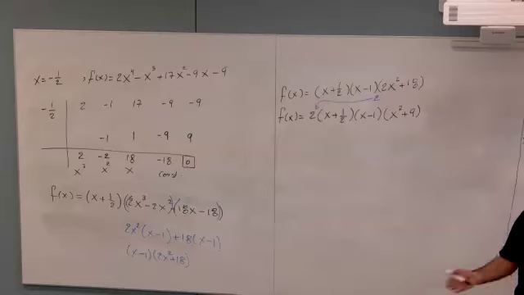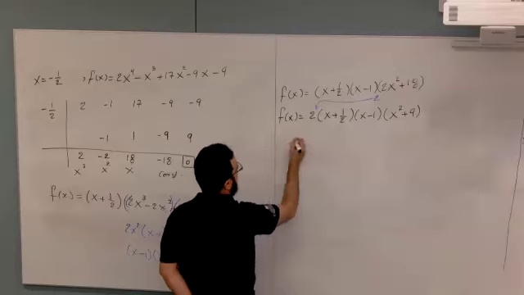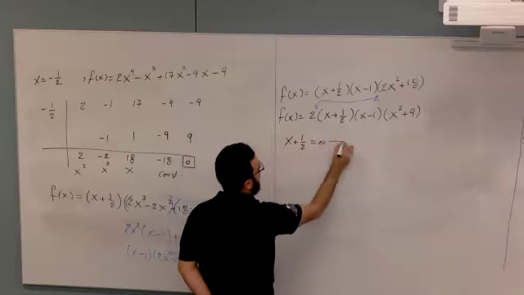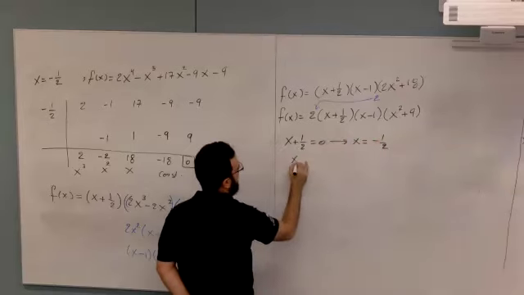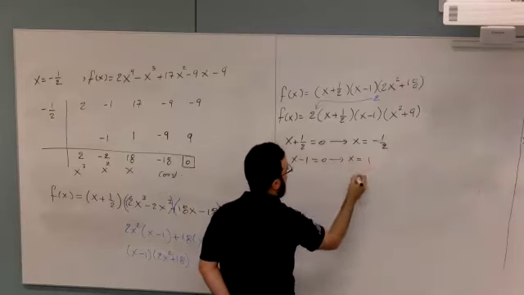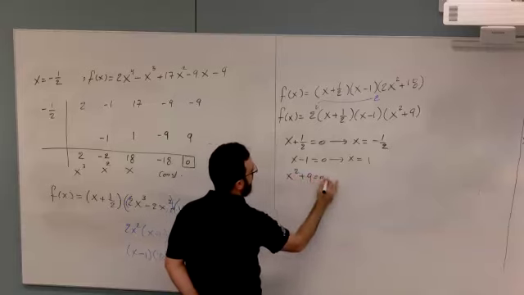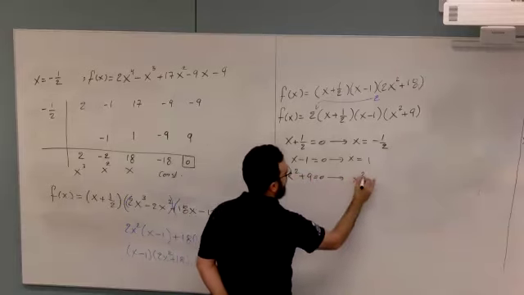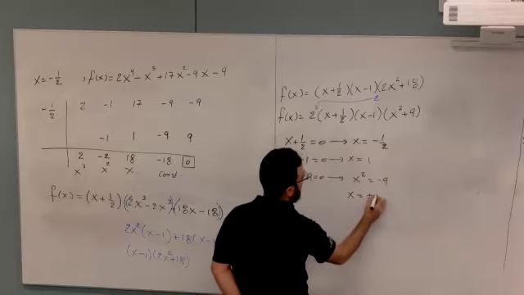Set it equal to 0 and solve it. That's why they set it equal to 0 in the problem, right? So x plus half equals 0 means x equals negative half. And x minus 1 equals 0 means x equals 1. And the last one, x squared plus 9 equals 0, means x squared equals negative 9. That means x equals plus or minus what? 3i.